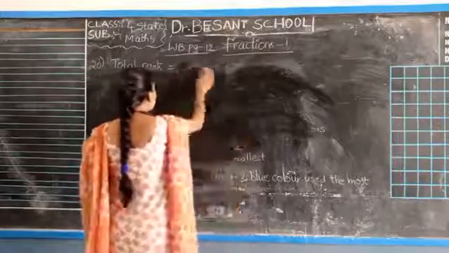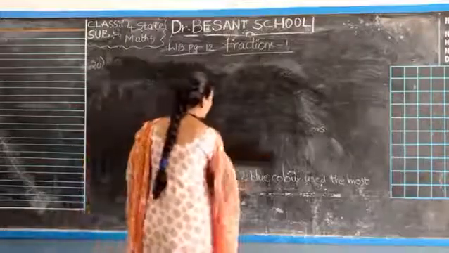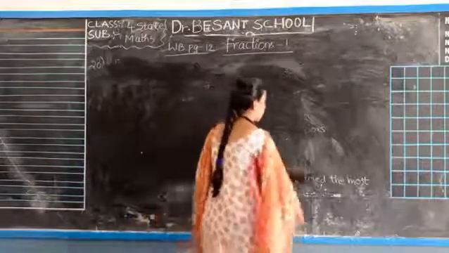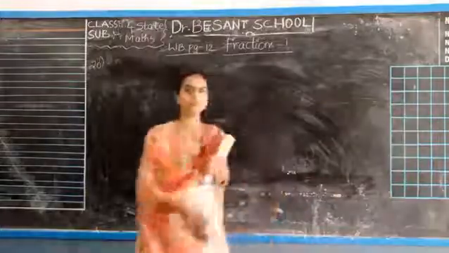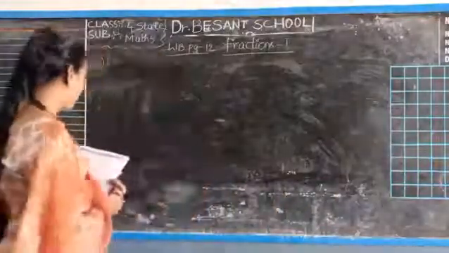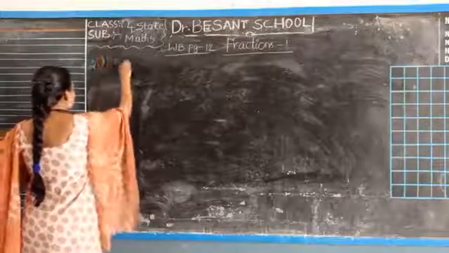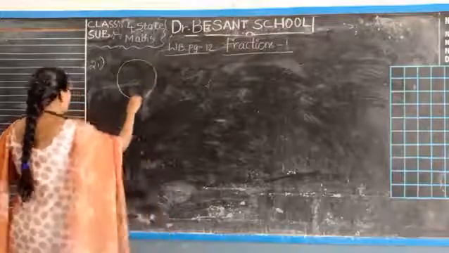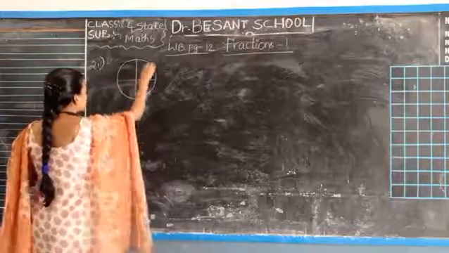Here 2 pictures are given, 2 circles are given. He is asking us to color the given fraction. Fraction is given, from that we have to color those 2 circular parts. First one, how many parts are there? 8 parts, no? Let me divide first.